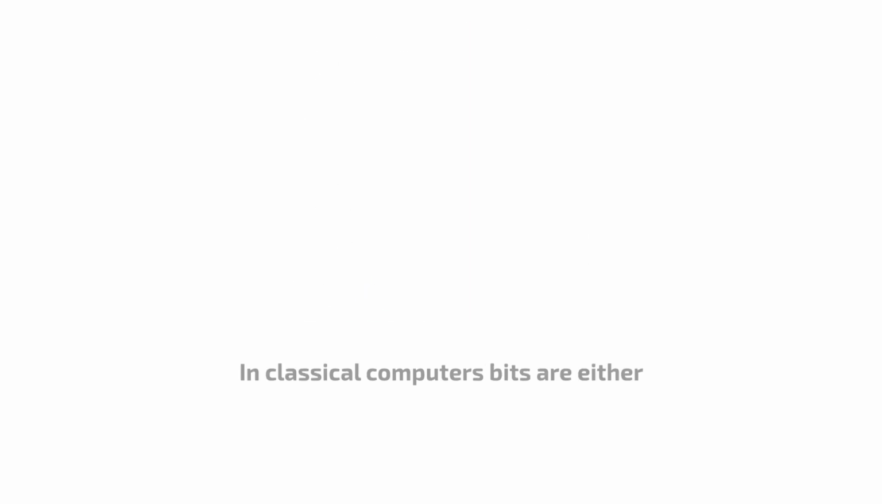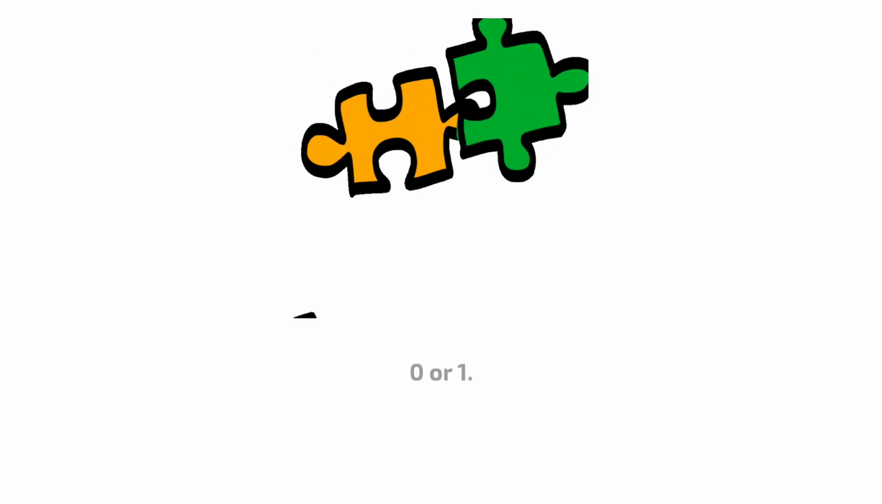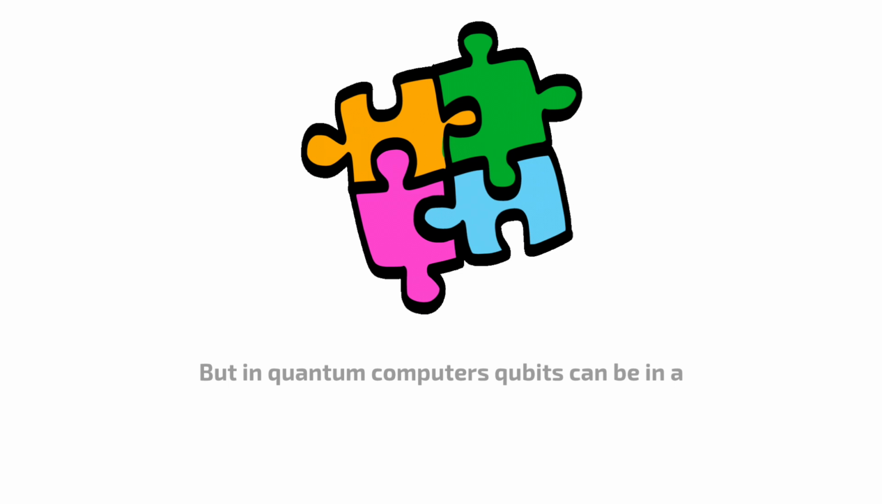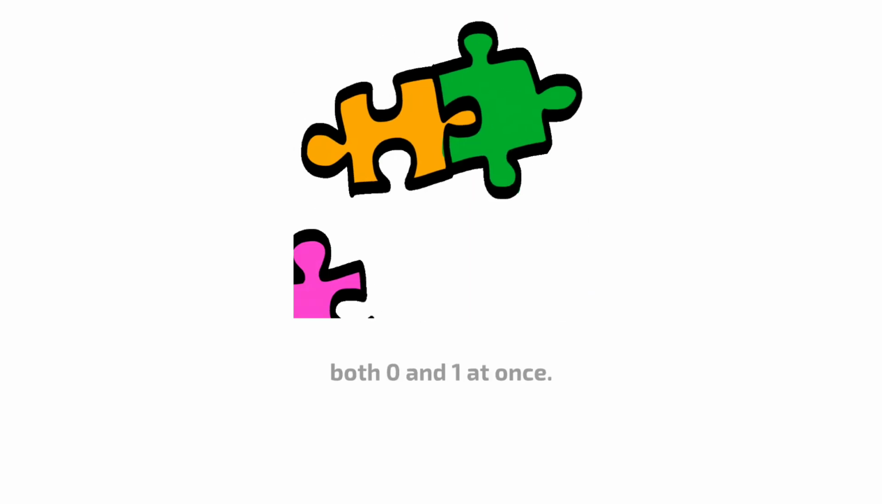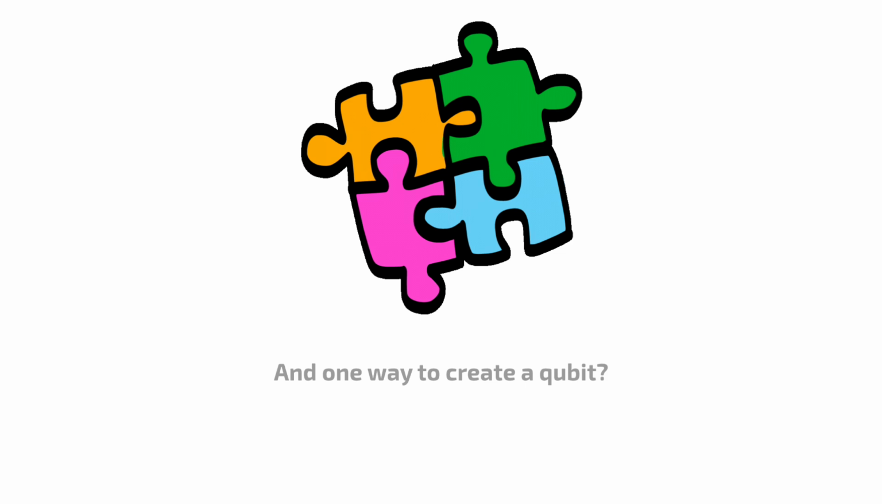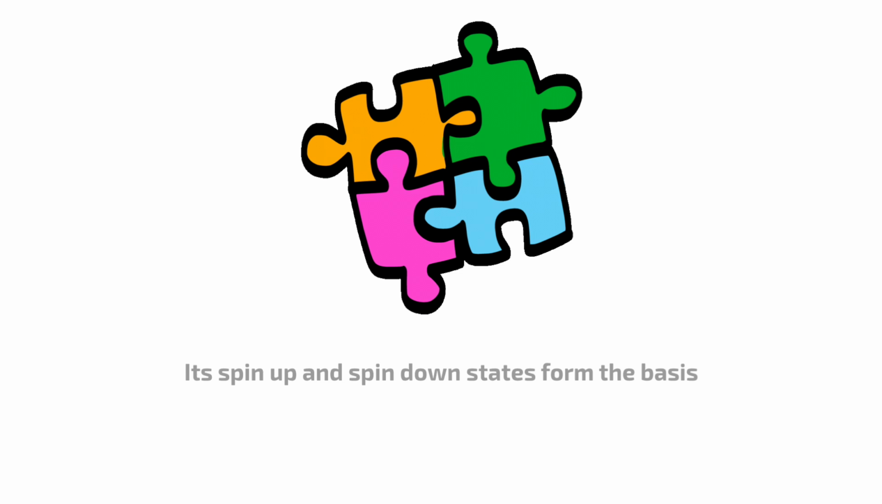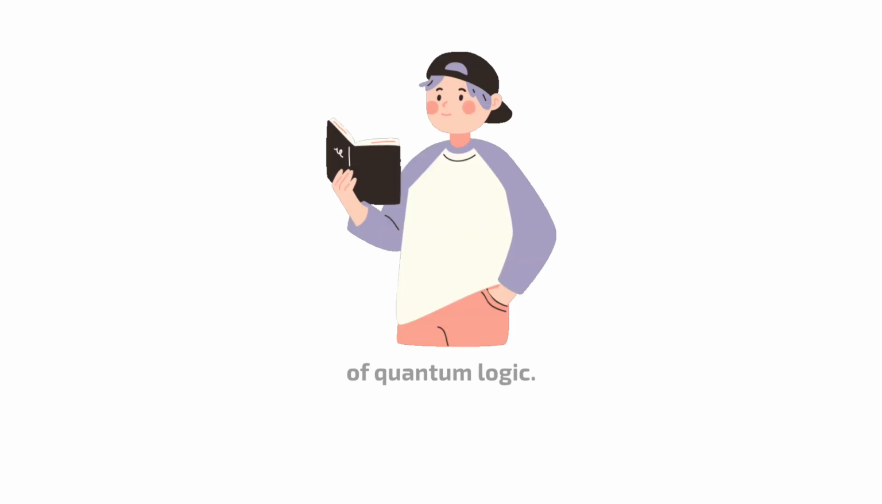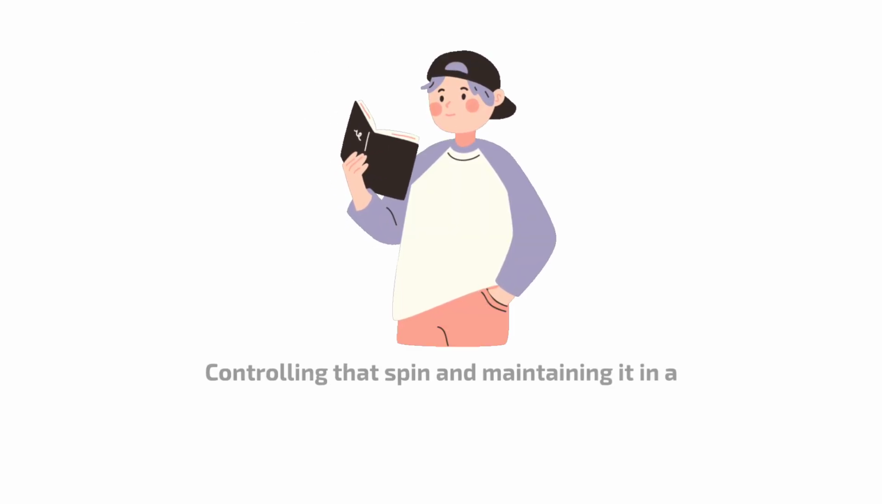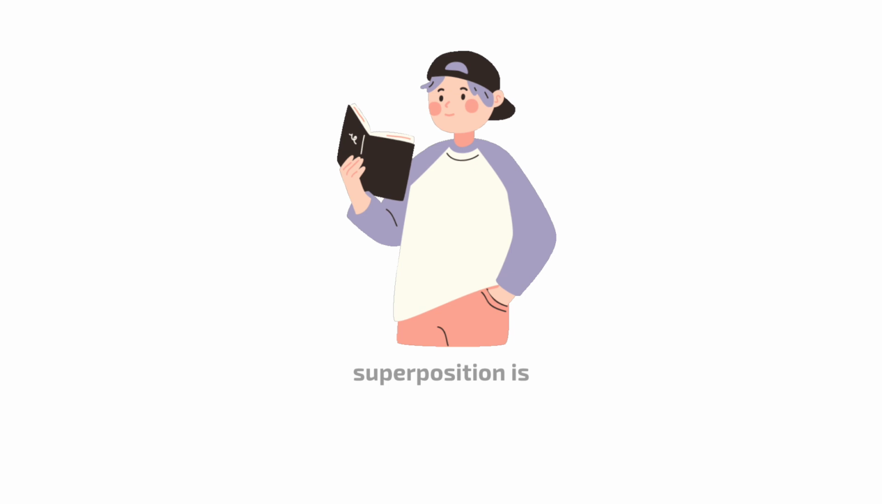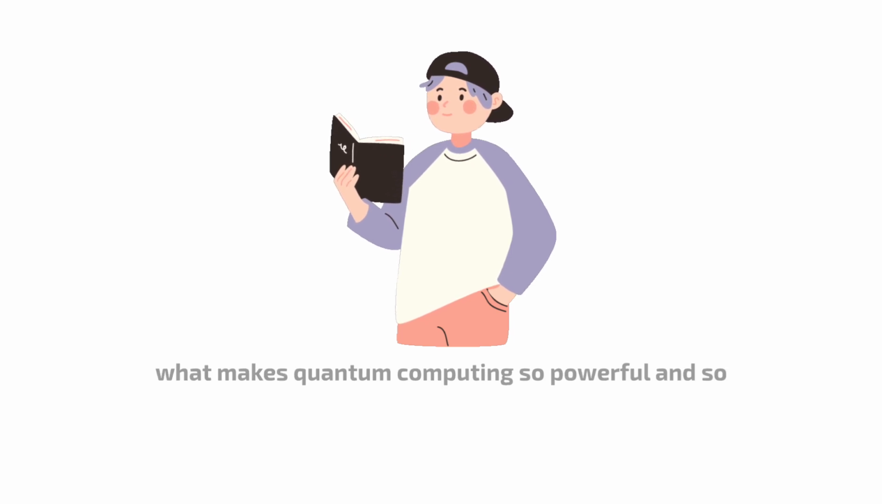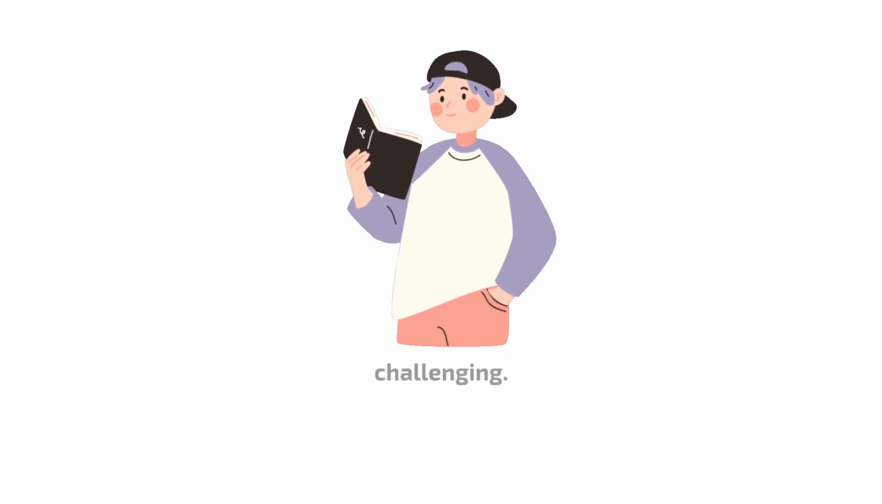Now let's go even deeper into the world of quantum computing. In classical computers, bits are either 0 or 1. But in quantum computers, qubits can be in a superposition, both 0 and 1 at once. And one way to create a qubit is the spin of an electron. Its spin up and spin down states form the basis of quantum logic. Controlling that spin and maintaining it in a superposition is what makes quantum computing so powerful and so challenging.